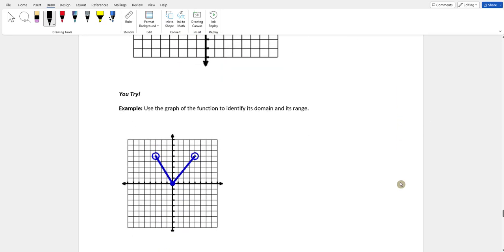This is a U-try problem, and these circles should actually be colored in. I'll go ahead and give you the answers. The domain will be from negative 3 to 4 with brackets, and then my range will be from 0 to 5 with brackets. So these should be closed circles. These should not have arrows. If we have arrows on there, that means it keeps going. Since we have circles, that means the graph stops there.